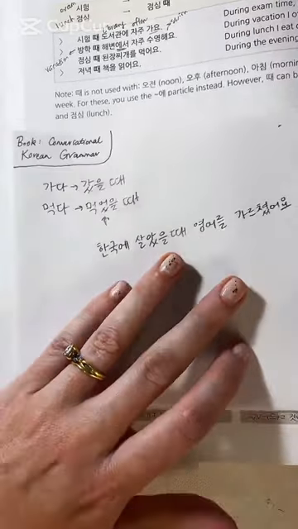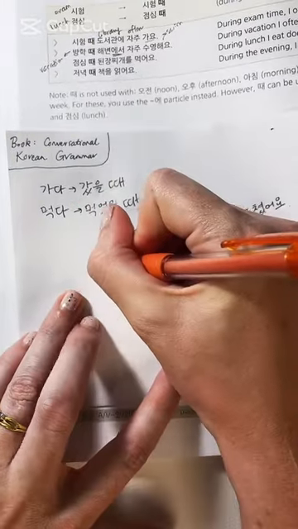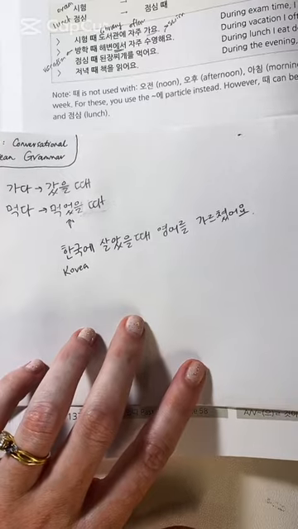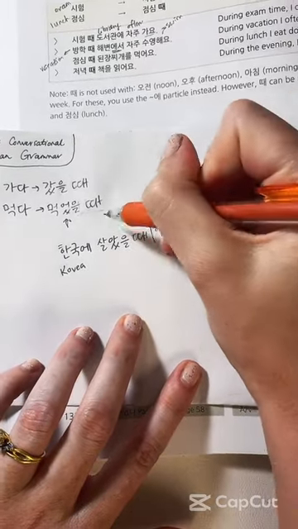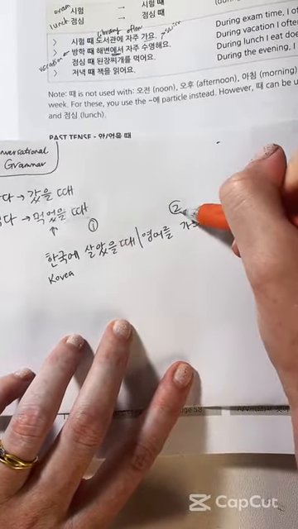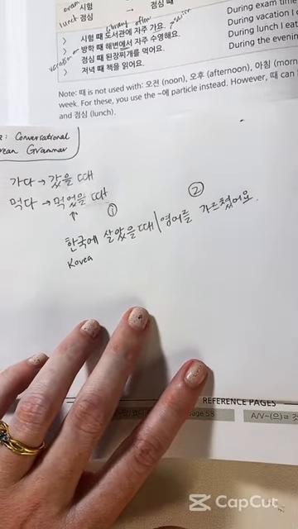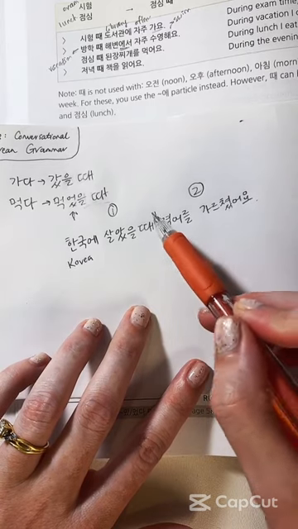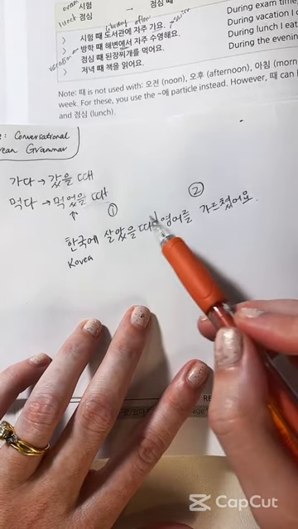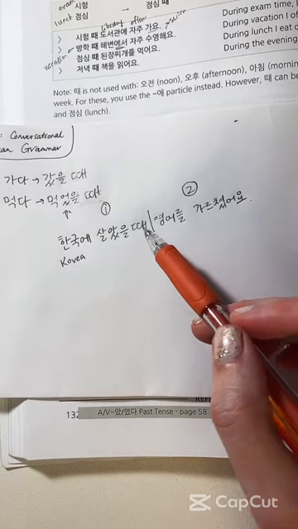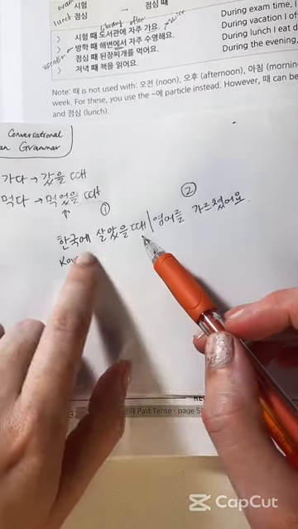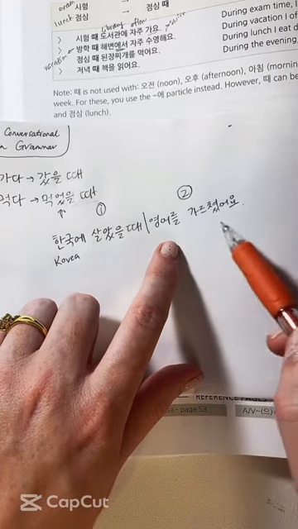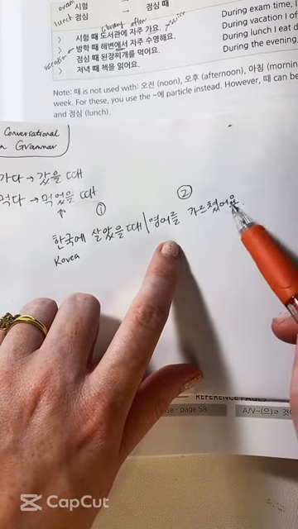Okay, so first we have Korea. We've got two clauses, first of all. We have a first clause here, and we have a second clause here. And I know this because of the grammar that's going on, because of this 을때. This 을때 is a grammar form used to connect clauses together. And it means when. So this first clause is talking about when some action happens, and the second clause is talking about the action that was done at that time.